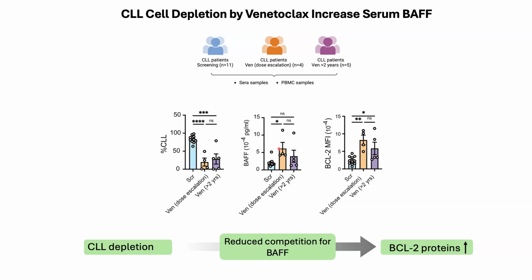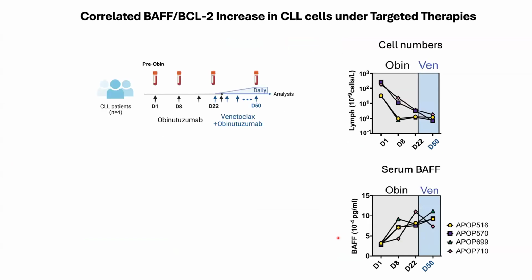So the scenario that's coming is that as we deplete B cells or CLL, there's reduced competition for BAFF or increased levels of BAFF that drives up BCL2 proteins in the cells that remain. So if that scenario is true, then you would predict that that would happen in any successful targeted therapy setting. Then maybe there's not something special about venetoclax in this context, that if you just reduce CLL in another way, you would expect to see increased BAFF and increased BCL2.